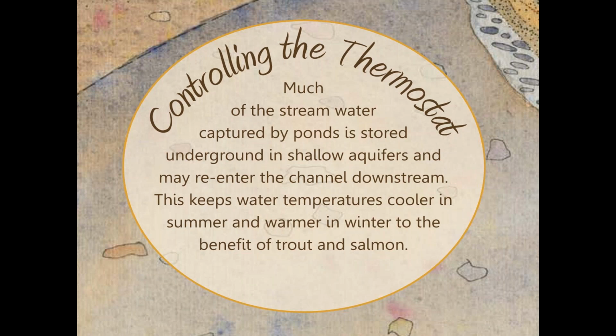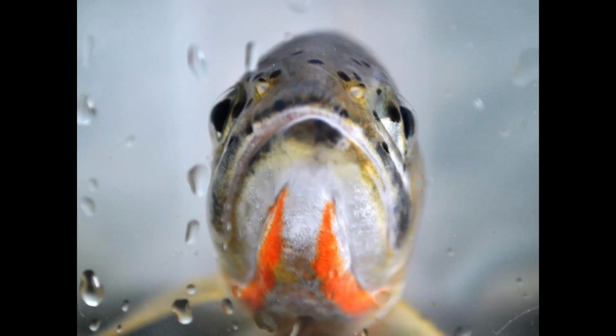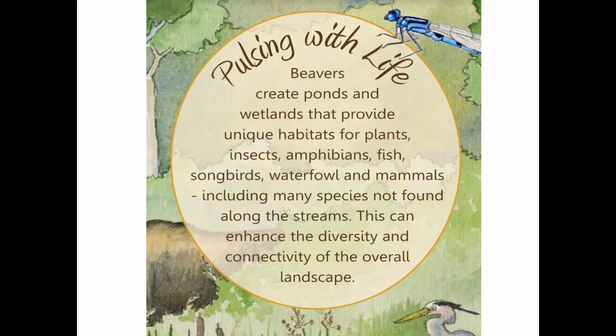Beaver activity also helps to control the thermostat of the watershed. Much of the stream water captured by ponds is stored in underground shallow aquifers and may re-enter the channel downstream. This keeps water temperatures cooler in the summer and warmer in the winter to benefit fish. There's a lag between the time water enters the pond, is absorbed as groundwater, and its eventual release. This lag can be up to 3 months. Water tends to emerge from groundwater sources cooler than it went in, and that benefits fish, especially some of the trout species we have here in Alberta.